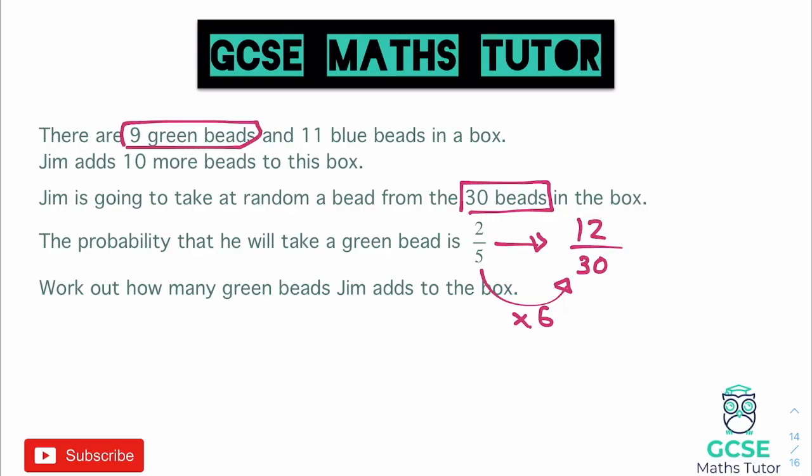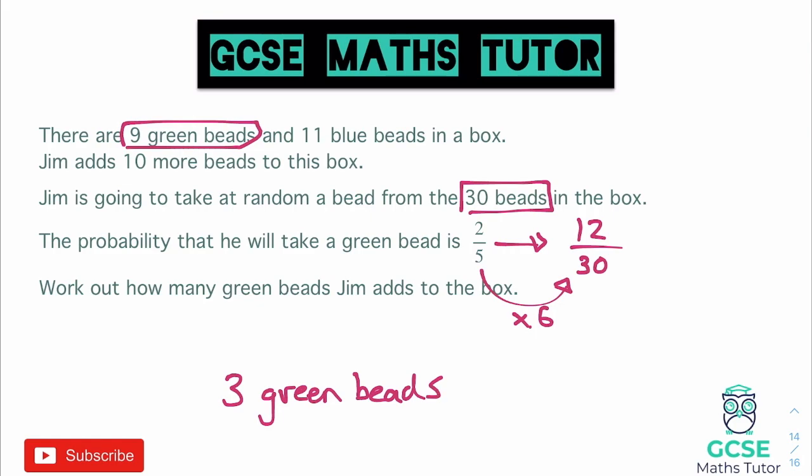Okay, so we'll just double check our thought process there. So it's out of 30, our probability was out of 5. So to make that out of 30, we've multiplied by 6. So the numerator goes to 12. There were 9 green beads. That's gone up to 12. So that's an extra 3 beads. So 3 green beads.